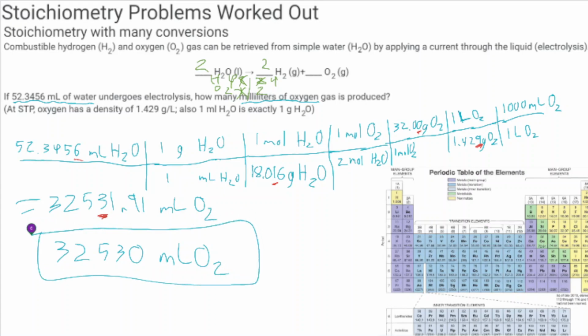All right, so that one had a lot of conversions in it. But again, if you just keep track of your units and keep trying to cancel out all the units, you'll eventually get there. All right, so now let's go ahead and move on to one with a little bit more difficult conversions in it.